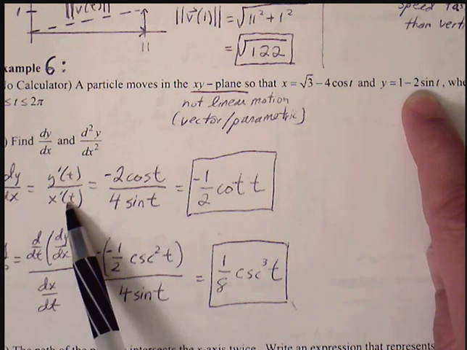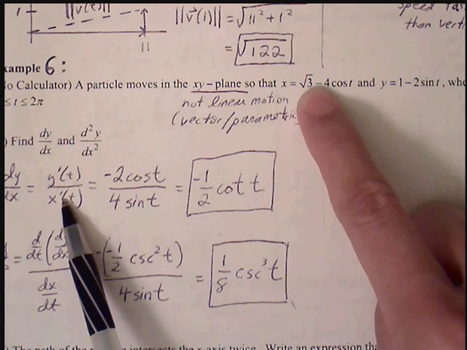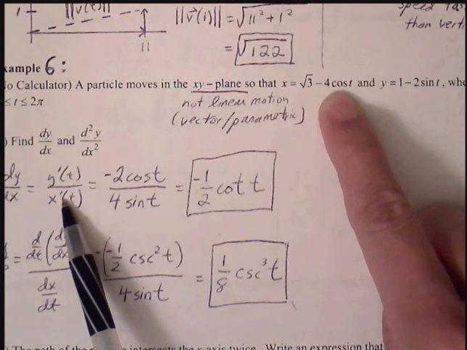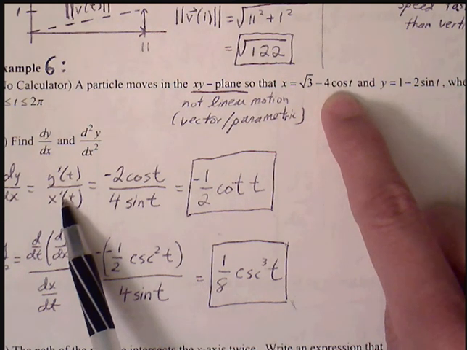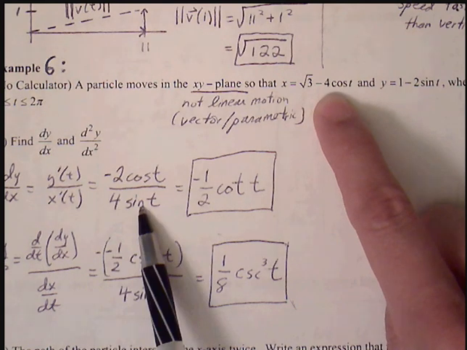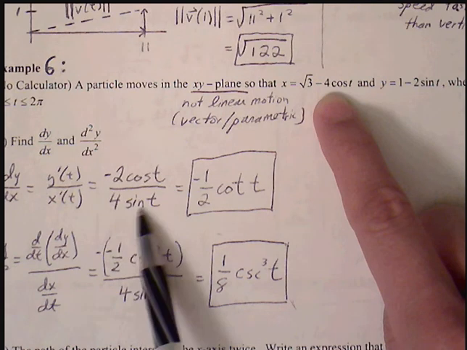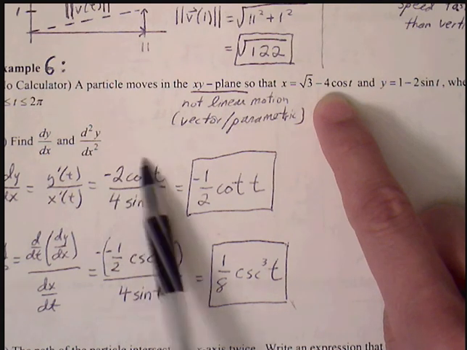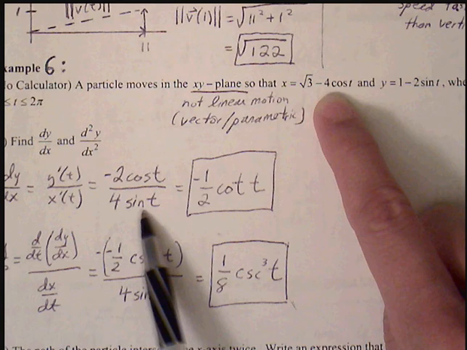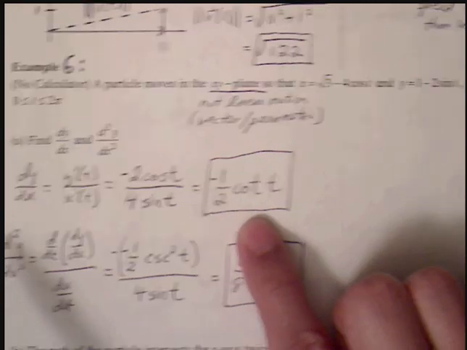So to find x prime, or dx over dt, we find the derivative of x. Root 3 is a constant that goes to 0. Negative 4 cosine of t. Cosine becomes a negative sine, so the two negatives will cancel out to be a positive. So we're left with 4 sine of t. And this is my dy over dx, which I can clean up a little bit more to be negative 1/2 cotangent of t. So cosine over sine is cotangent. So now I have my dy over dx.